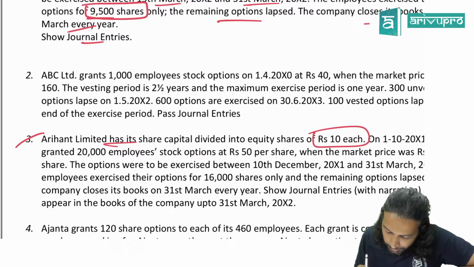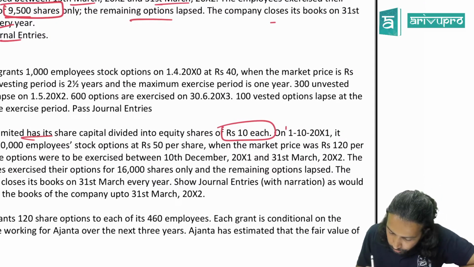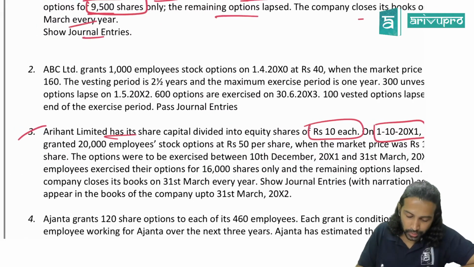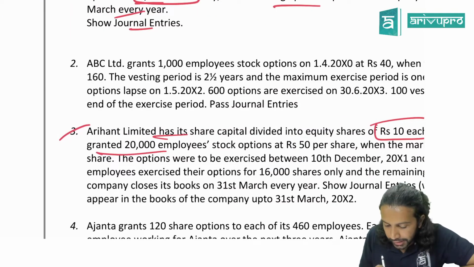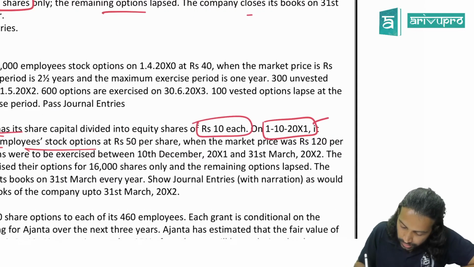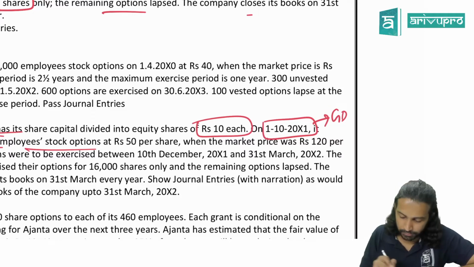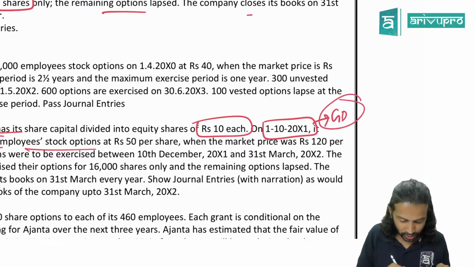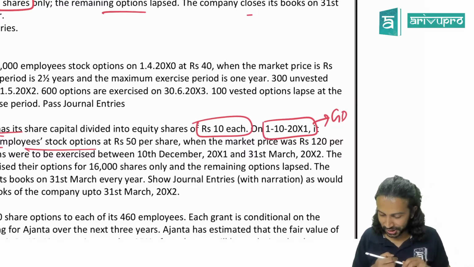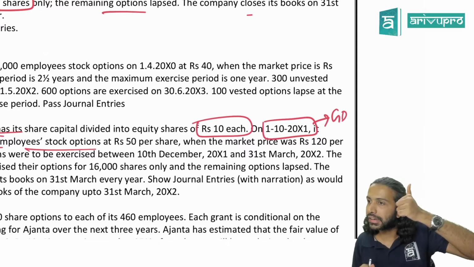All right. Arihant Limited, next question, question number 3. Arihant Limited has a share capital divided into equity shares of 10 each. So 10 is your face value. On 1st October 20x1, it granted 20,000 ESOP. So what is 1st October 20x1? We'll call it GD, not JD, GD. Now master has taken over, no? They keep changing JD and all. All right. So GD is grant date.